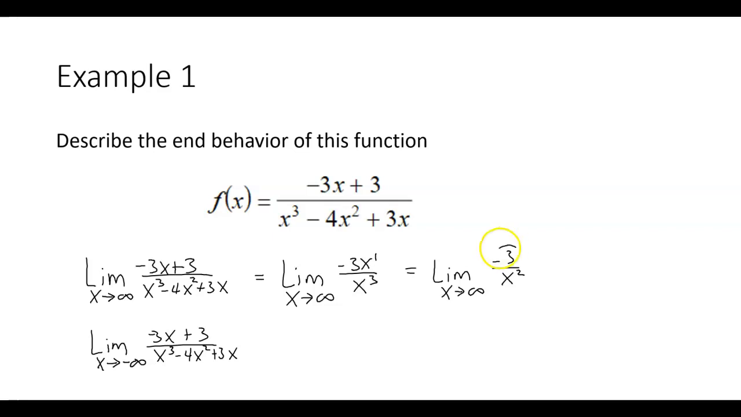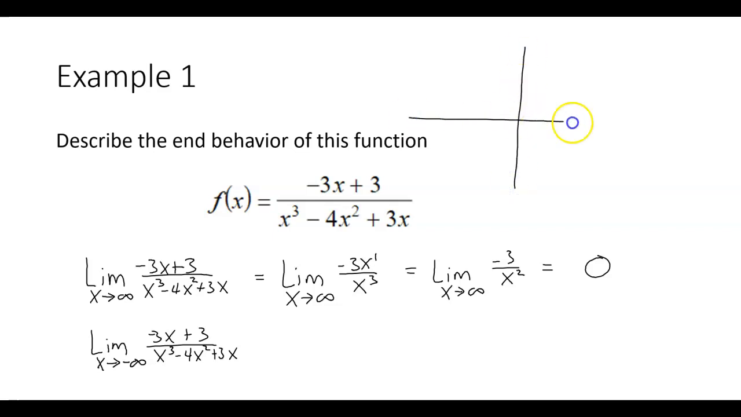It doesn't matter what number's on top. That doesn't affect anything. All that matters is that we have an x on the bottom with a power on it, or it may not have a power. It may just be the first power. It doesn't matter. But anytime you have a function that looks like this and you're going to infinity, the answer is going to be 0. So what that means is that this function on the right side of the graph goes to 0.